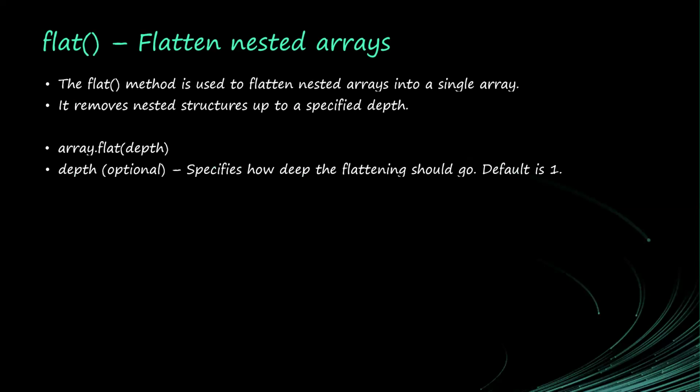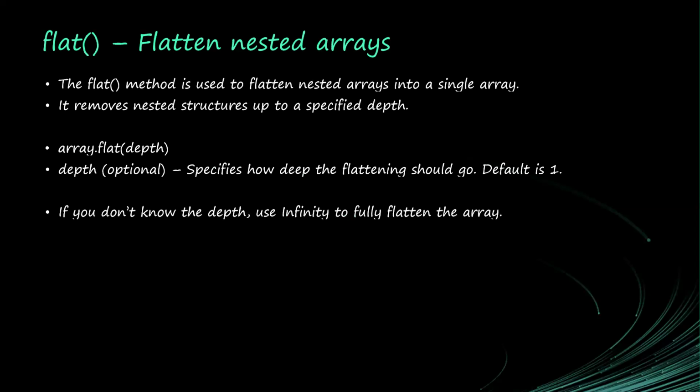So look at the syntax here. The name of the array dot flat. Then this depth argument here is optional. If you specify it, it specifies how deep you want to flatten the array, but the default is 1. If you don't provide this argument, the default is going to be 1. And if you don't know the depth, use Infinity to fully flatten the array.